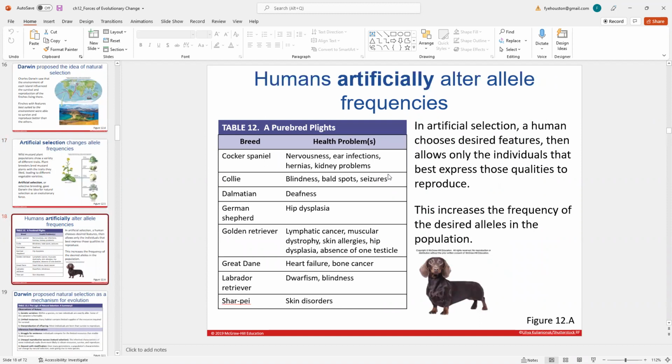Humans can genetically alter allele frequencies just by breeding. And pure breeds generally have issues, but we won't get into those. But dogs came from wolves, and we bred them to be kinder, gentler wolves, and eventually they turned into dogs.